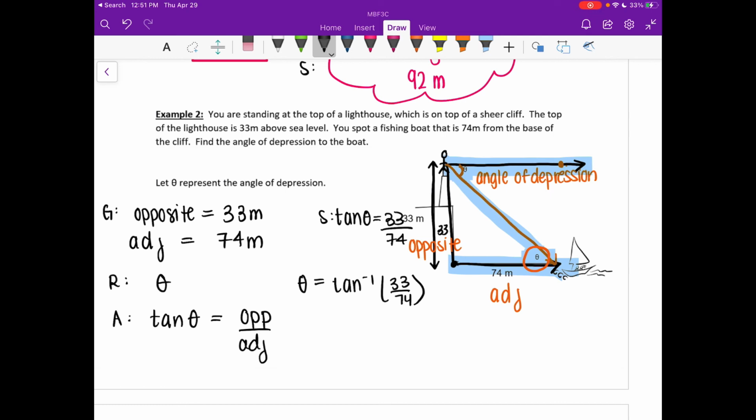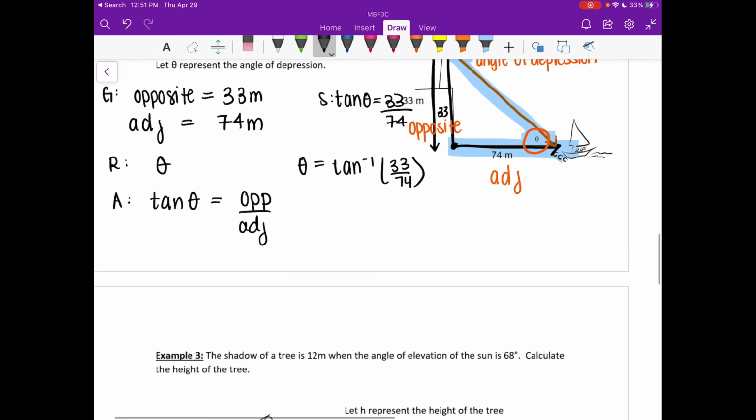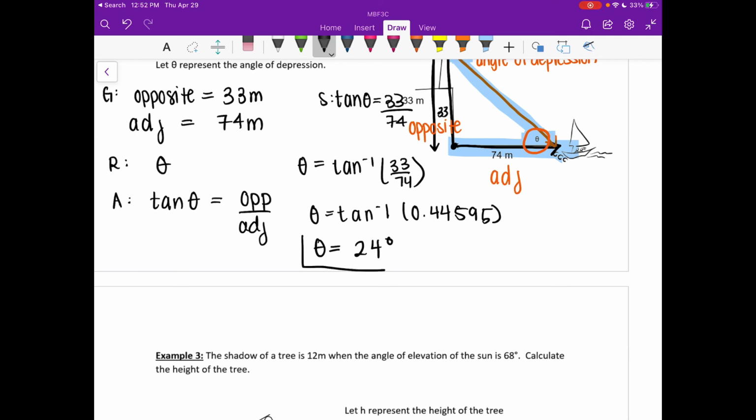You can convert 33 over 74 into a decimal. So 33 divided by 74 is about 0.44594. I like to leave as many decimals as I possibly can. And honestly, it's probably best if you just do this all in one step if your calculator allows you. Usually if you have a scientific calculator, it will. And then just do inverse tan of that number. So theta is equal to 24. And we'll just leave it as 24. And that's your answer.